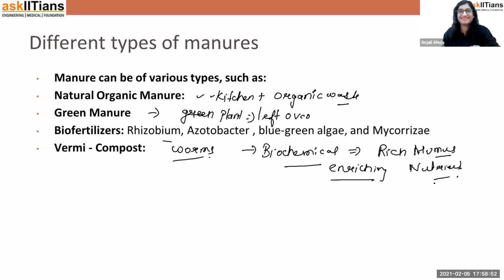So at this point you can explain. Compost is simple. Vermicomposting is with the worm. Now, talking about these, all are types of manure: normal, green, biofertilizer, and vermicomposting.